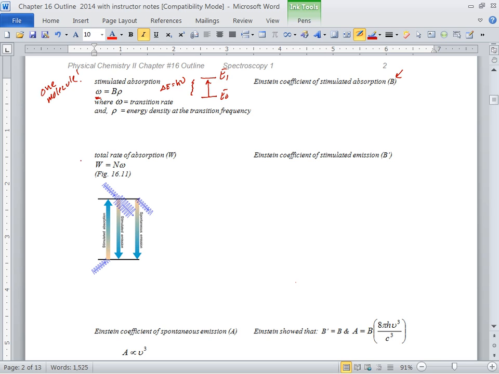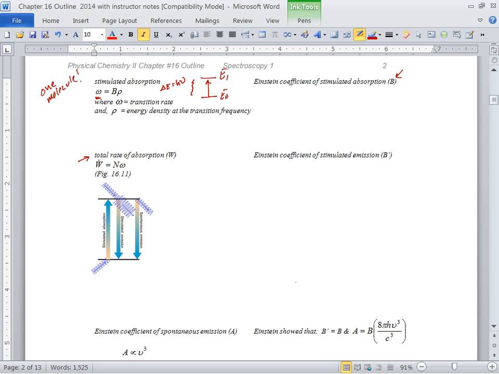And then, okay, you hardly ever have one molecule. You have a bunch of them. So N would be, if you want the total rate of absorption, that's big W now. You multiply N times the transition rate of a single molecule. So N must be the number of molecules, all of them, right? Because now they're talking about a whole bunch of molecules. So the total rate of absorption, and again, we're talking about gases, is just the number of molecules times the transition rate of an individual molecule.